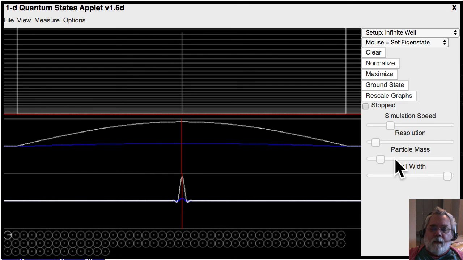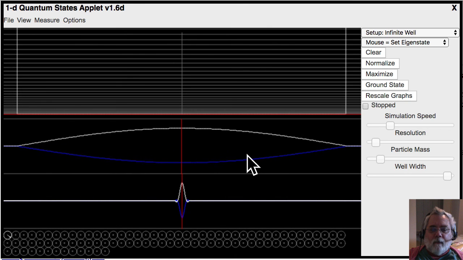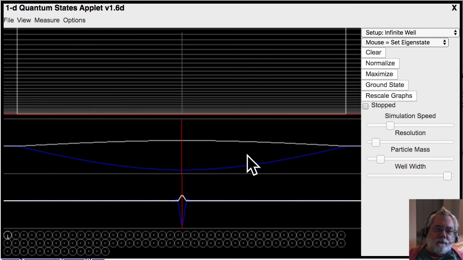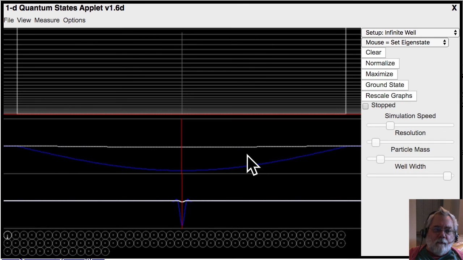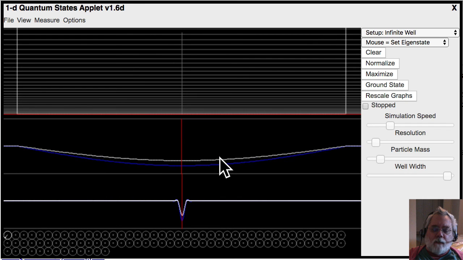The real and imaginary parts are changing in time. We're in the ground state, and we know that because the time dependence is e to the minus i E sub 1 t over h bar, so the real and imaginary parts are changing.